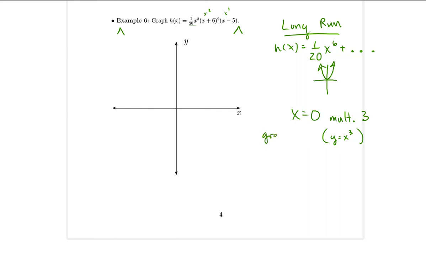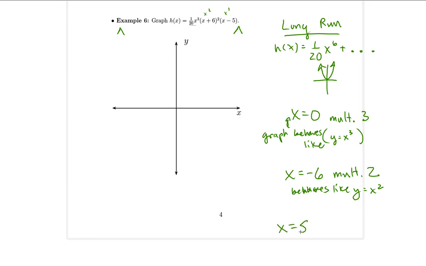So the graph behaves like y equals x cubed near this 0. Okay. All right, then we have x equals -6 with a multiplicity 2, which we've already discovered, right? Behaves like y equals x squared. And then x equals 5, right? That's multiplicity 1 because that factor is only raised to the first power.